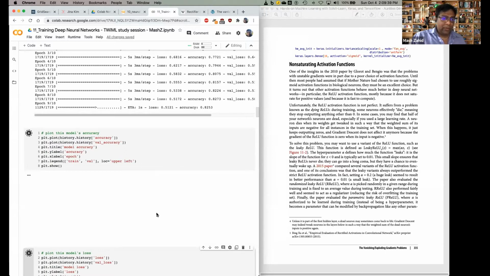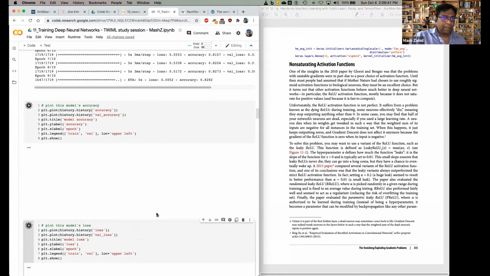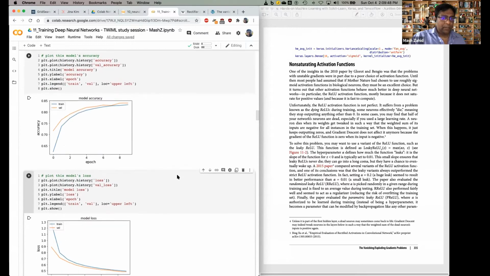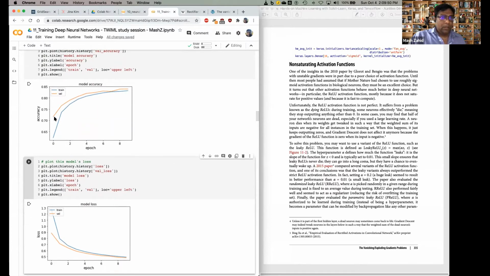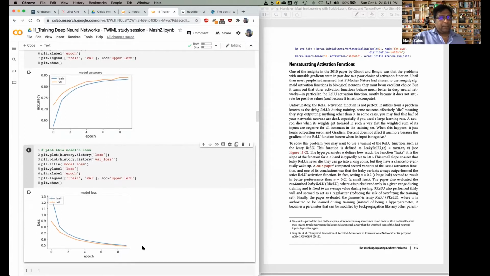So first, we're going to look at accuracy and the model's loss. And there we go. Here you can begin to see the train and validation. They're very close to one another, but they don't merge, they don't split away in different directions. And it's similar with the loss.